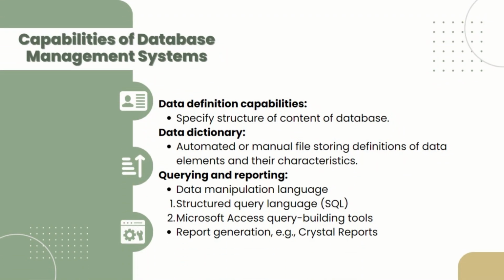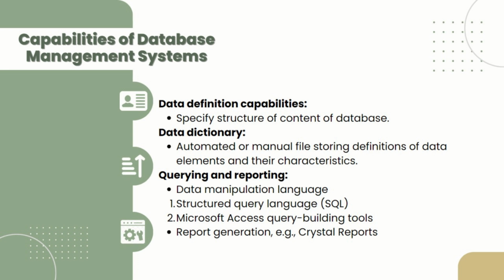Abilities of database management system. First is data definition capabilities. Specify structure of content of database. DBMS allows users to define the structure of the database content using data definition statements. This involves creating tables, specifying columns or attributes, defining data types, setting constraints such as primary key, foreign key, and unique constraints, and establishing relationships between tables such as one-to-one, one-to-many, or many-to-many relationships.